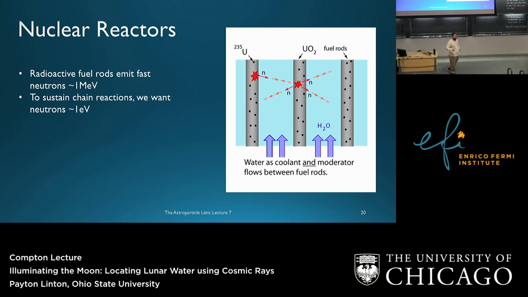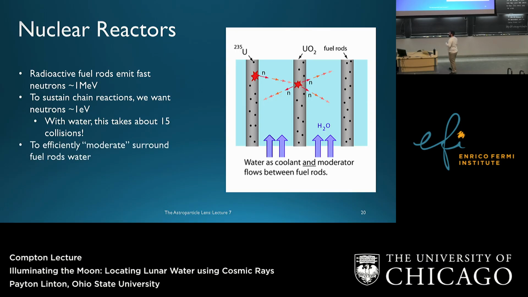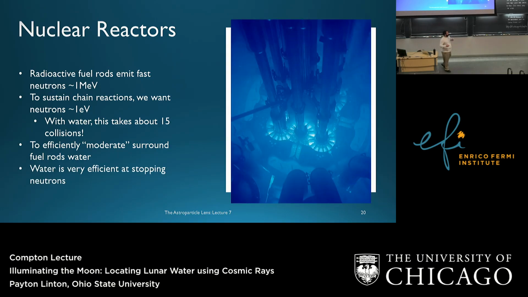Well, we just said the most efficient way to take energy away from something is to surround it with an object of the same mass. So we surround it with water, and in that state, it takes about 15 collisions to take a factor of 1,000,000 away from these neutrons, right? And so this is why we say water is an efficient neutron moderator, and we surround our fuel rods with it. If you ever look at pictures of nuclear reactors, you'll notice they're always submerged in water. And this isn't just to keep the temperature down. It has a very physical process of actually getting the neutrons to be at the right energy to keep this reaction going.